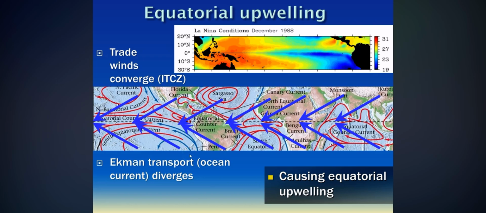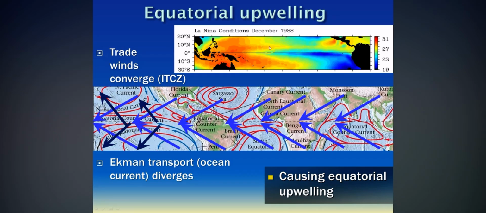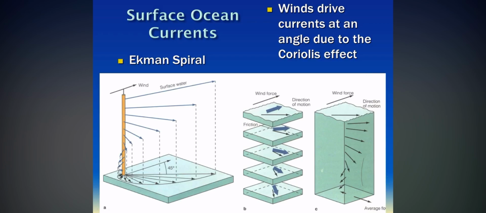Ekman transport in the northern hemisphere is to the right, due to the Coriolis effect, and in the southern hemisphere is to the left. So if we take this trade wind here, it's a northeast trade wind heading towards the southwest, and we look at the Ekman transport, we see the Ekman transport is perpendicular to that, and that causes the ocean current to move towards the northwest, or away from the southeast. And in the southern hemisphere, it would be a mirror image, and you see now the ocean currents are moving away from the equator. Now, if the ocean currents are moving away from the equator, something has to come in to replace that water. And that's water from below. That's equatorial upwelling.